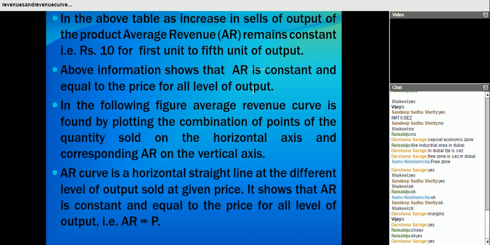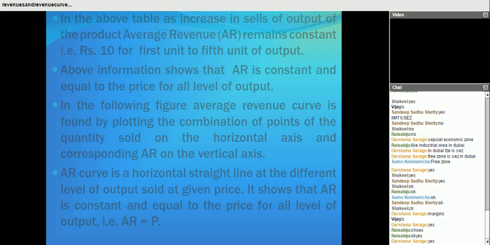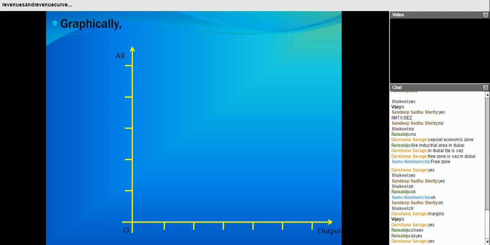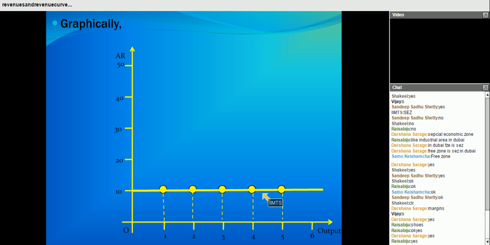Now let us plot it on a graph. How will it look? It will be a horizontal straight line because it is the same for all the units. You can see it is 10 for all the units, isn't it? So it looks like this. The average revenue curve is a straight line, a line that is parallel to the x-axis.